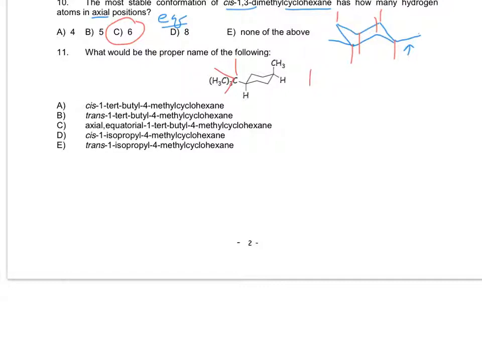And we'll notice that both are up. So that means we have a cis. And so that means we can cross off some of these that don't say cis. So C says axial equatorial. We never use those terms when we're naming something. We can cross off B, and we can cross off E. And that leaves us with A and D. And we can cross off D, I think, because this is cis-1 isopropyl. We don't have an isopropyl group. We have T-butyl. So cis-1 T-butyl, 4-methyl cyclohexane is the best choice for the name of this compound.